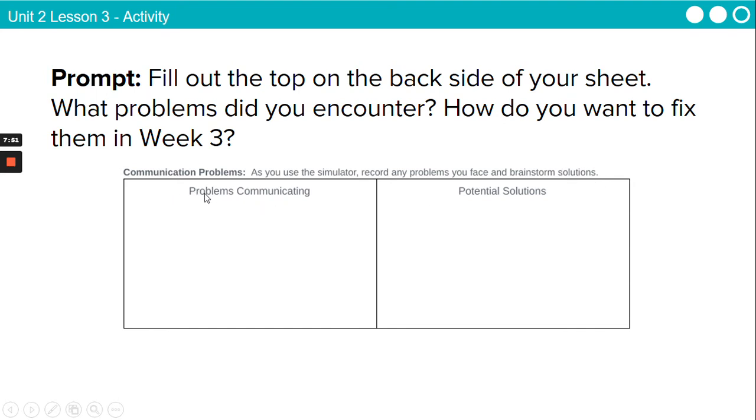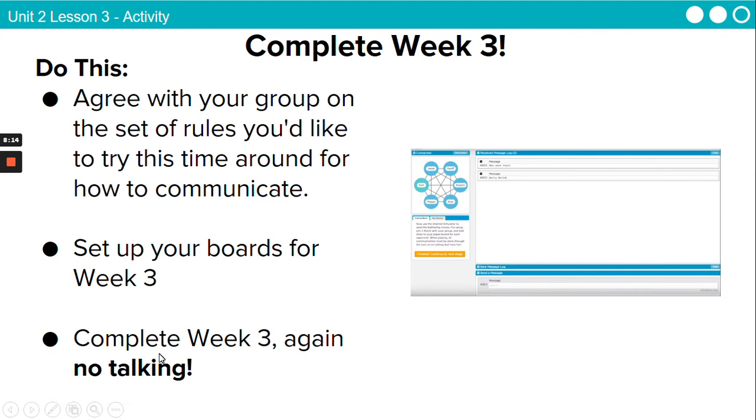So, did you face any problems communicating with the simulator? Okay, remember you were not talking when you're using the simulator. So, what problems did you face in communicating? And your potential solution. How would you solve that problem? You identify a problem, you want to look at a way of solving the problem. Okay? So that's what you're doing for that first prompt.